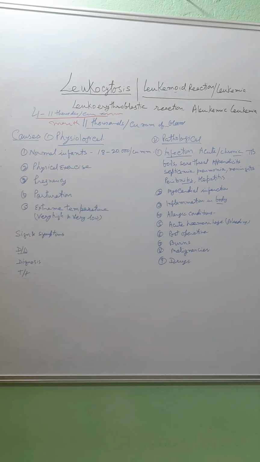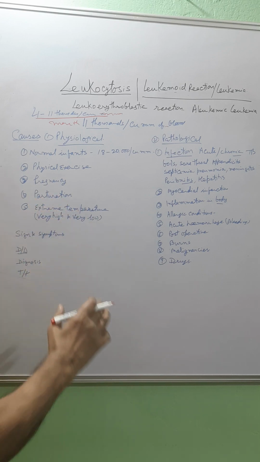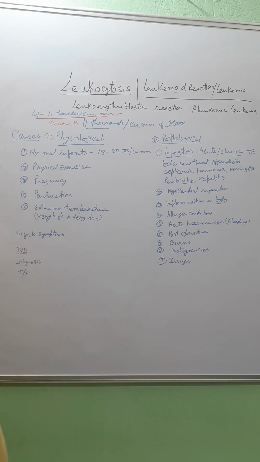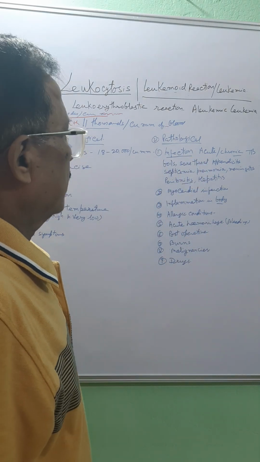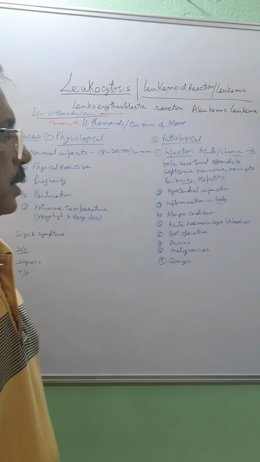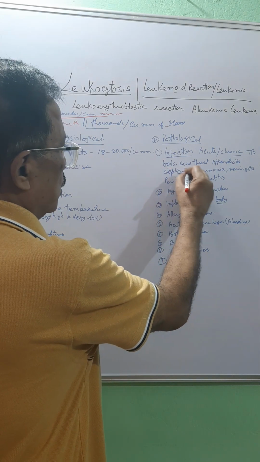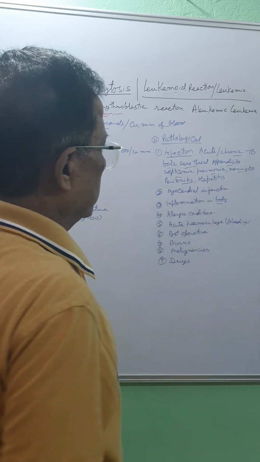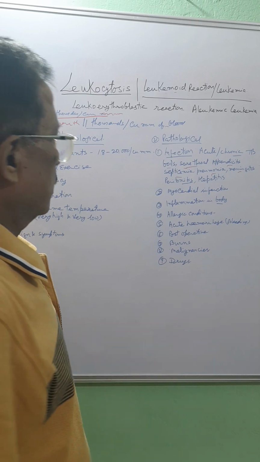Then after physical exercise, in pregnancy, after parturition, and on exposure to extreme temperature, very high or very low. Then pathological: acute or chronic infection, pyogenic infection or any type of infection, for example, boils, sore throat, appendicitis, septicemia, pneumonia, meningitis, peritonitis, hepatitis, and in chronic, for example, tuberculosis.